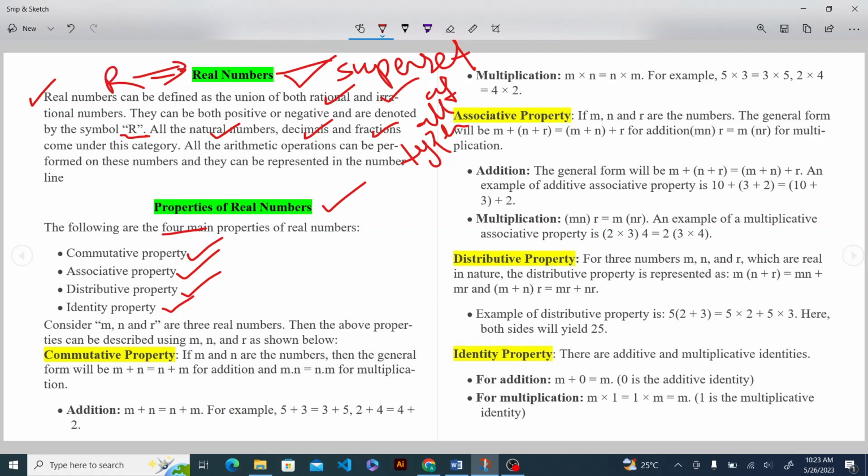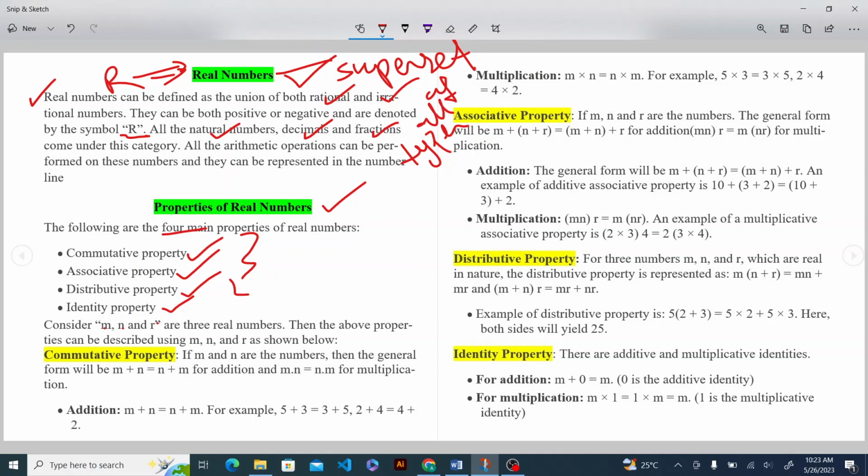so let's continue with the types of properties of real numbers. So we have four properties: commutative, associative, distributive, and identity. For describing these properties, we are taking three numbers m, n, and r as real numbers, so that we can explain these properties by using these three real numbers m, n, and r.